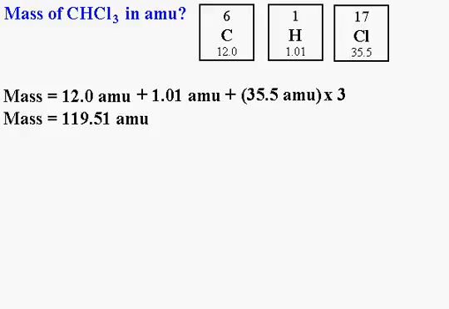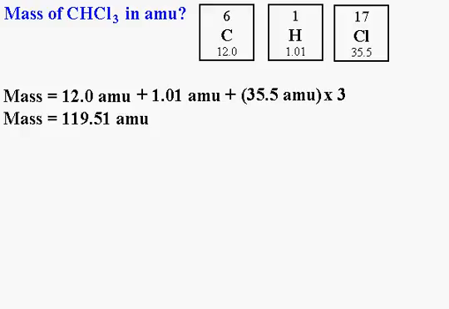However, that's too many significant figures. Remember, we're really adding here. Even though we multiply by 3, that 3 is exact. It's not 2.9 or 3.1. It's exactly 3 because you can only have 2, 3, or 4 chlorine atoms. You can't have something in between. So in the end, what we're really doing is taking 12.0 plus 1.01 plus 35.5 plus 35.5 plus 35.5. So what we're really doing here is adding.